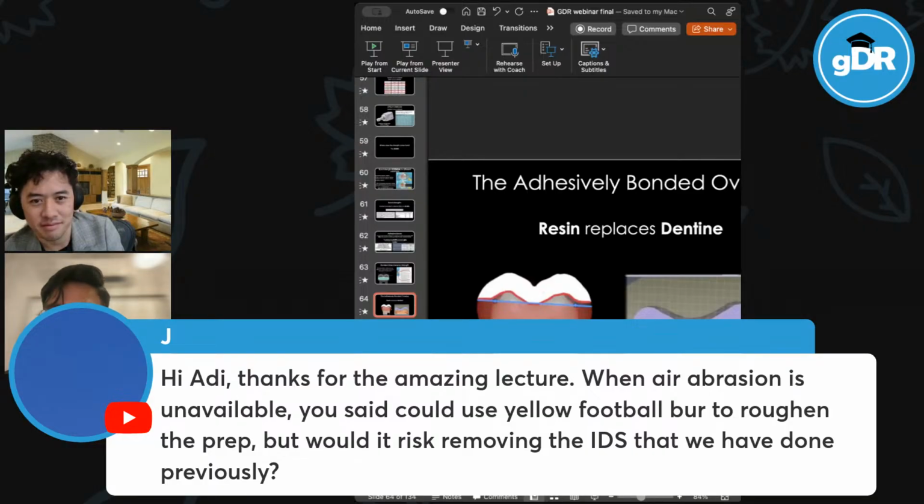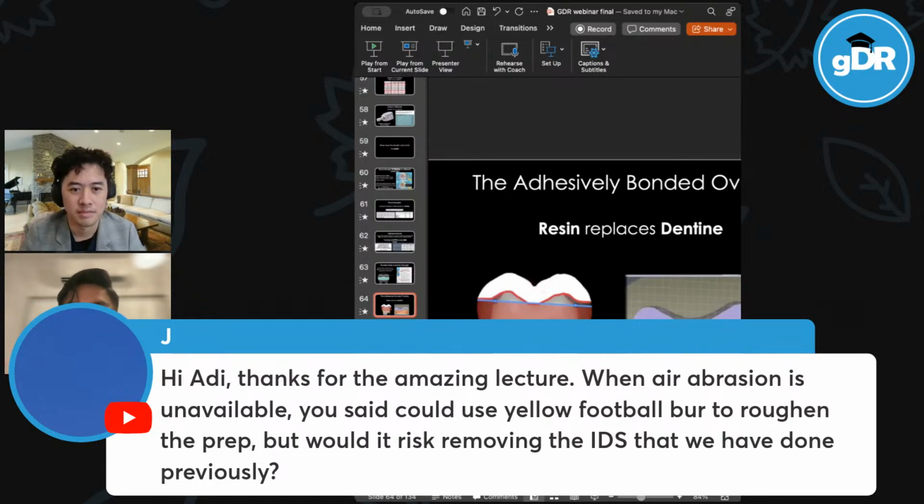Yeah, you're right. You can use a yellow football burr to roughen up the prep. People in the past have also used pumice, or air pumice. You can get a 15, 20 MPa strength between the ceramic and the IDS layer if you're using just pumice, but that's going to be a huge weak link, right? If you're using the yellow football burr, at least you're roughening that prep area. And if you foresee yourself using the yellow football burr, you're very right. It will risk removing the IDS that we've done previously. That's why air abrasion is just better.